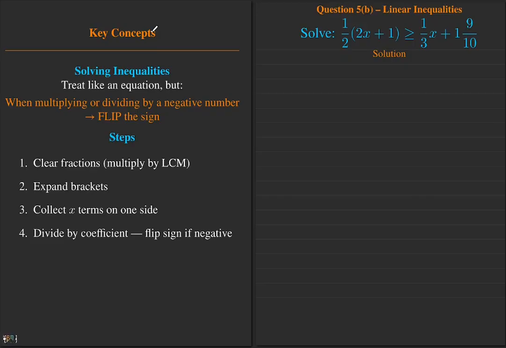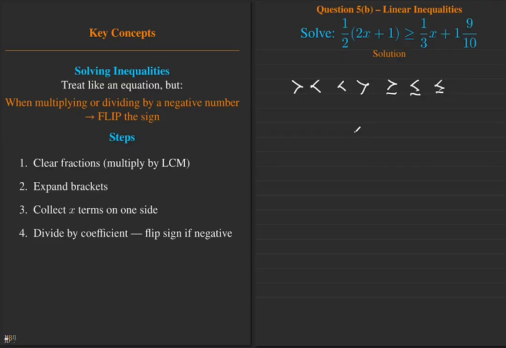Well, in solving linear inequalities, you just treat them as equation, but there is one critical rule. That is, when you are multiplying or dividing by a negative number, then you flip the sign. So if it is greater than, it becomes a less than. If it is a less than, it becomes greater than. If it is a greater than or equal to, it becomes a less than or equal to. And if it is a less than or equal to, it also becomes a greater than or equal to. They just take the reverse.